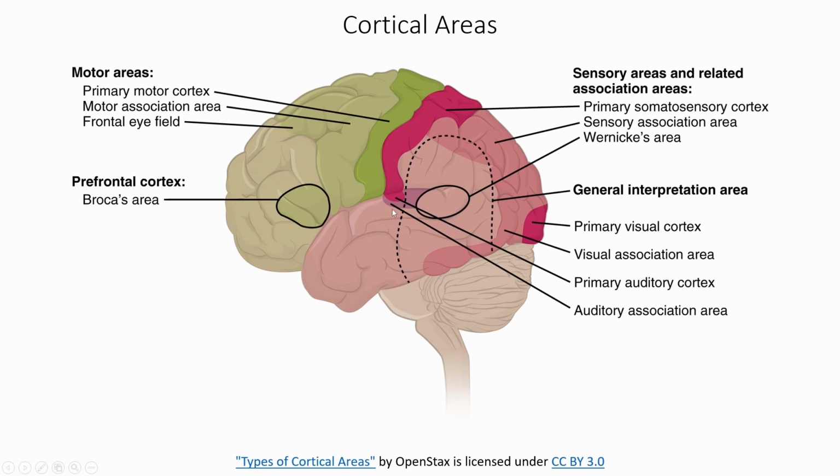And then if we look at the temporal lobe, we see the primary auditory cortex and the auditory association area in purple. And then this area that has the dotted line is considered the general interpretation area, where we can kind of pull some stuff together.